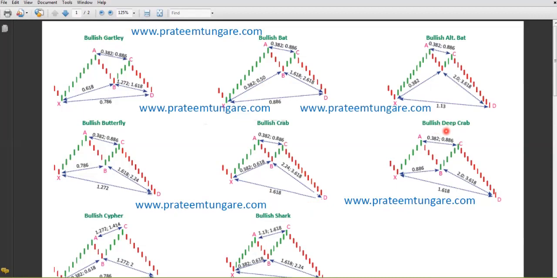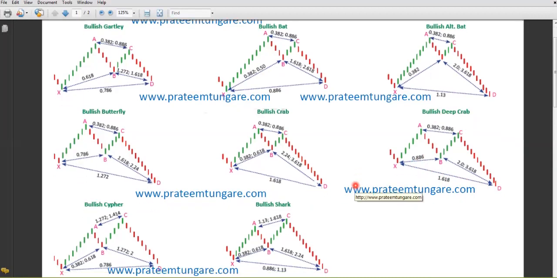Now, in the bullish deep crab, the value of XB is 0.886, and if it is a bullish deep crab, the value of XD would be 1.618. It is simple and clear. You should keep this cheat sheet very, very handy until you remember the formations. However, once you practice, you will be very well conversant with the ratios, and you will not require this sheet.